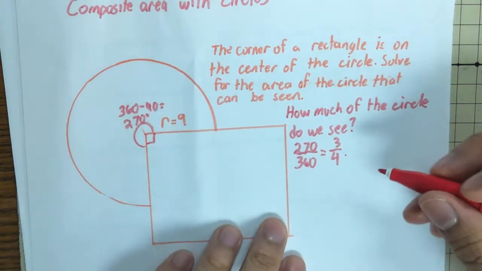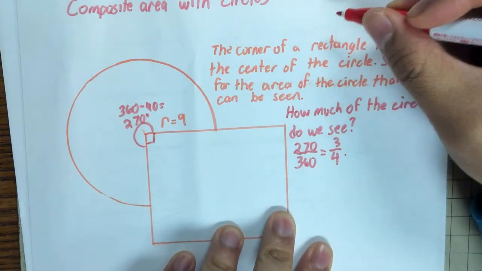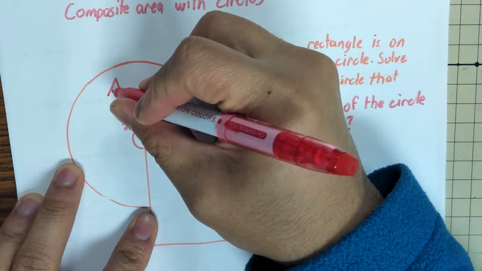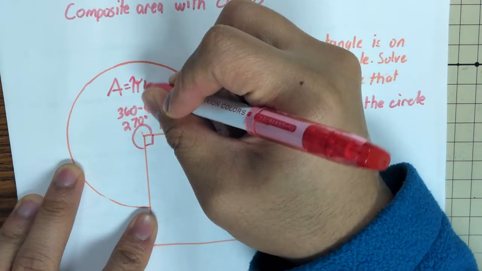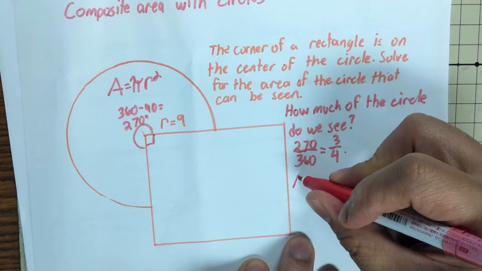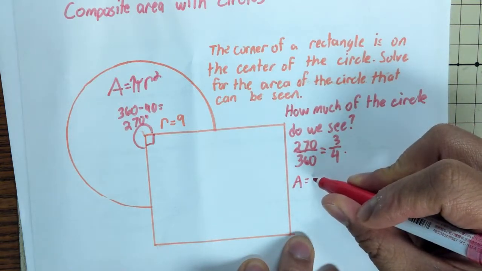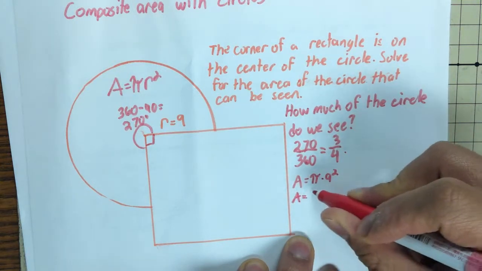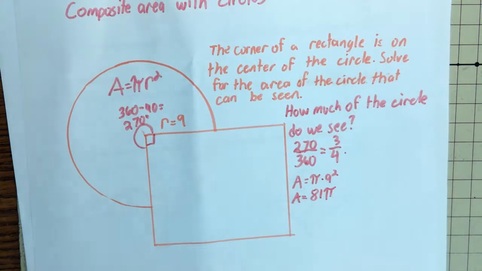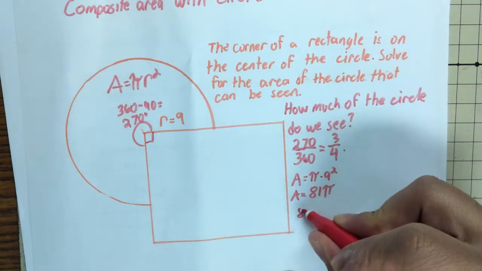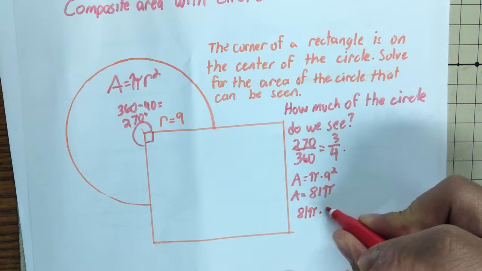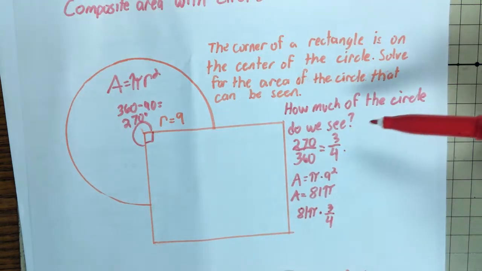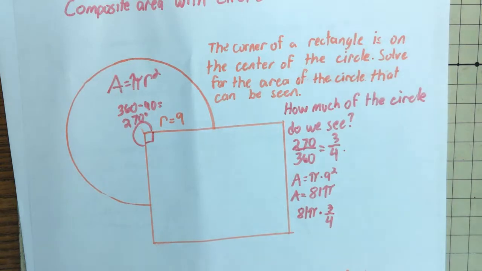Area of a circle is pi r squared. Area equals pi r squared. So area of that circle equals pi times 9 squared, which is 9 times 9, 81 pi. And we only see 3/4 of that. So what that means is I can take my area, 81 pi, times 3/4. Because again, we only see 3/4 of my circle.